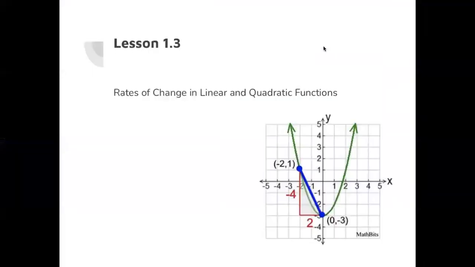Okay, so in lesson 1.3, we will be touching upon rates of change in linear and quadratic functions. We also talked about rates of change in lesson 1.2, but we're going to build upon that concept. We're going to learn about specifically the rates of change in linear and quadratic functions in lesson 1.3.